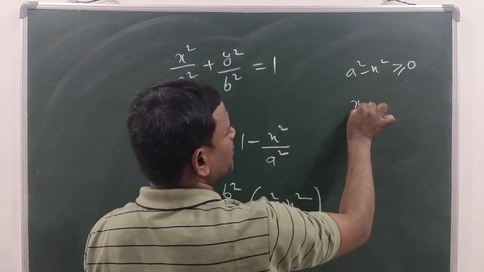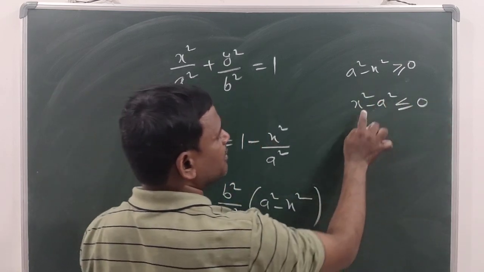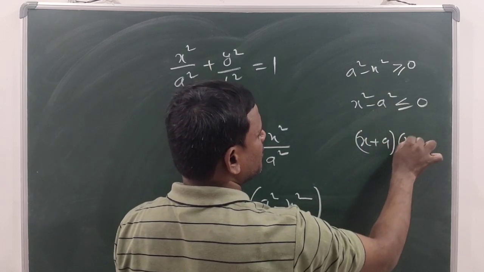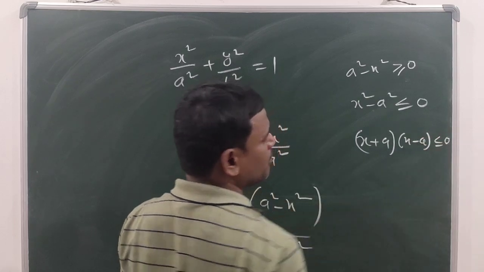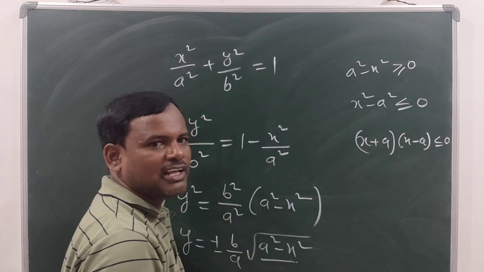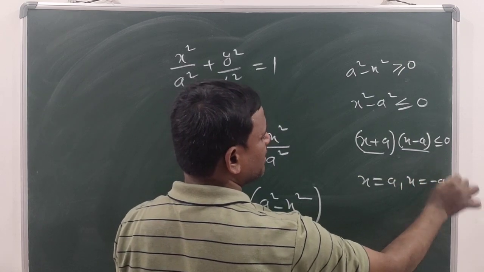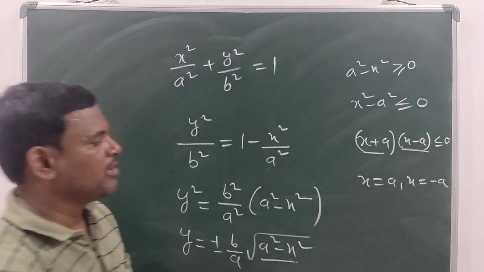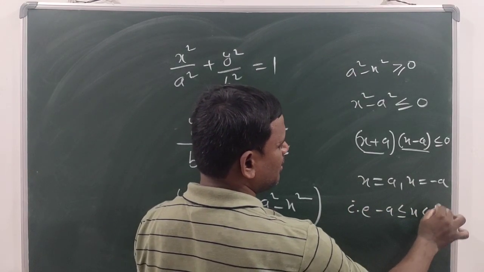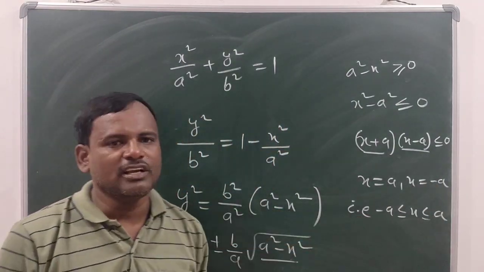Even this can also be written as x square minus a square less than or equal to 0. How do you write this one? (x plus a) into (x minus a) less than or equal to 0. What is the solution set for this? Your x value must lie between x equal to a and x equal to minus a. That is, minus a less than or equal to x less than or equal to a. So x must be in [minus a, a].